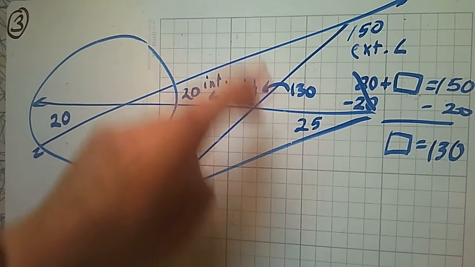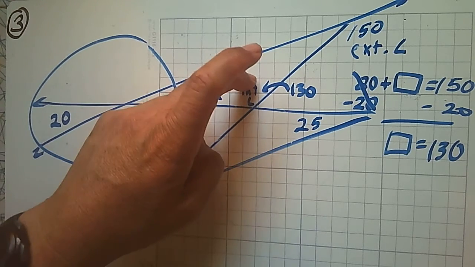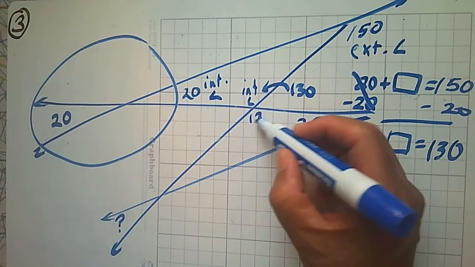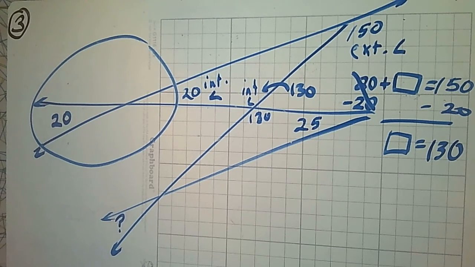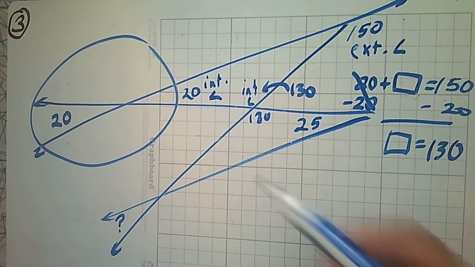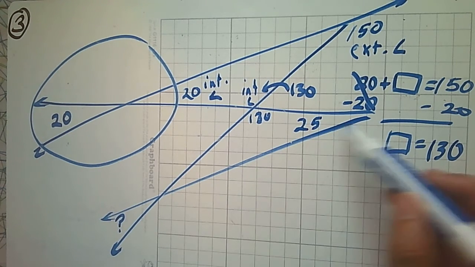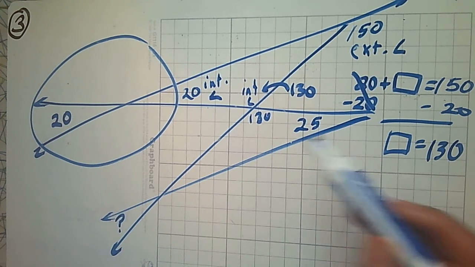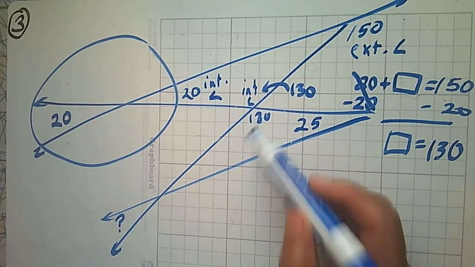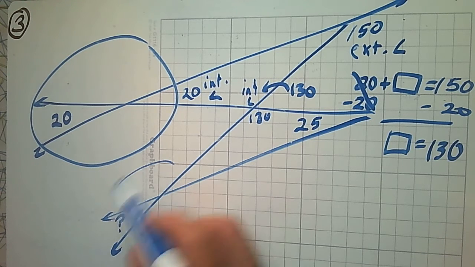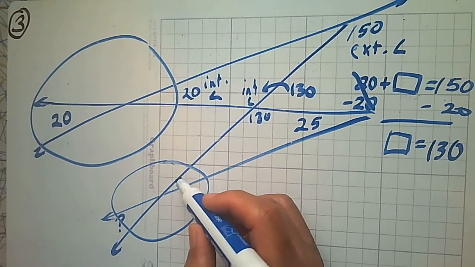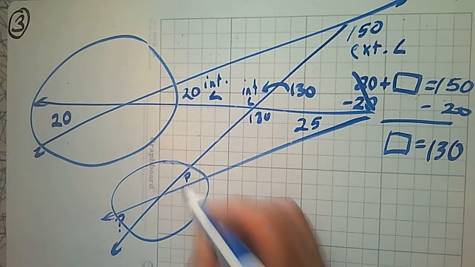Now, these angles are vertical angles. So this is 130, this will be 130. Now my focus changes to this triangle. And this 25, they gave that to me. I got this 130. Now, if you focus on these angles, these are vertical angles. So this is question mark, this will be question mark.